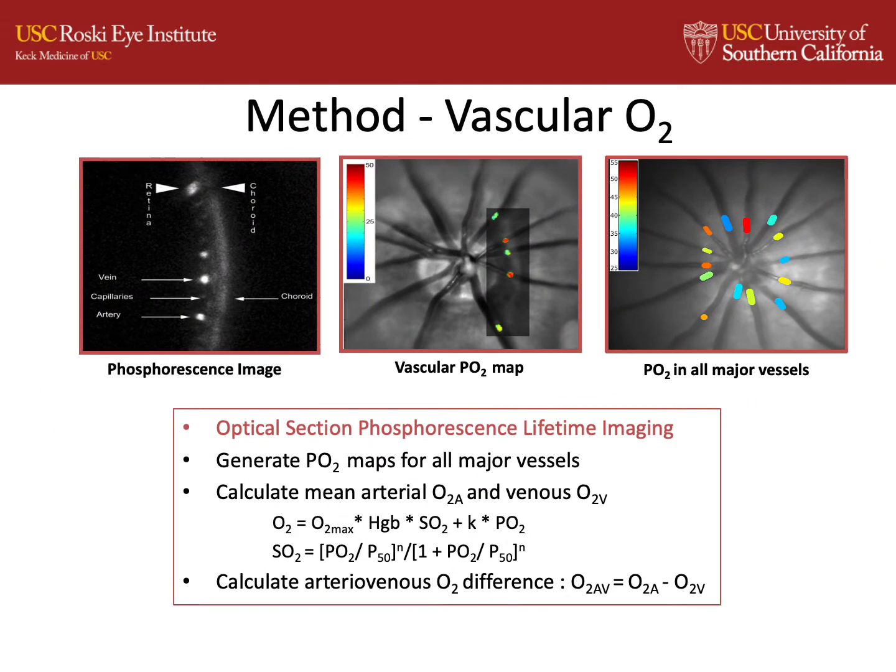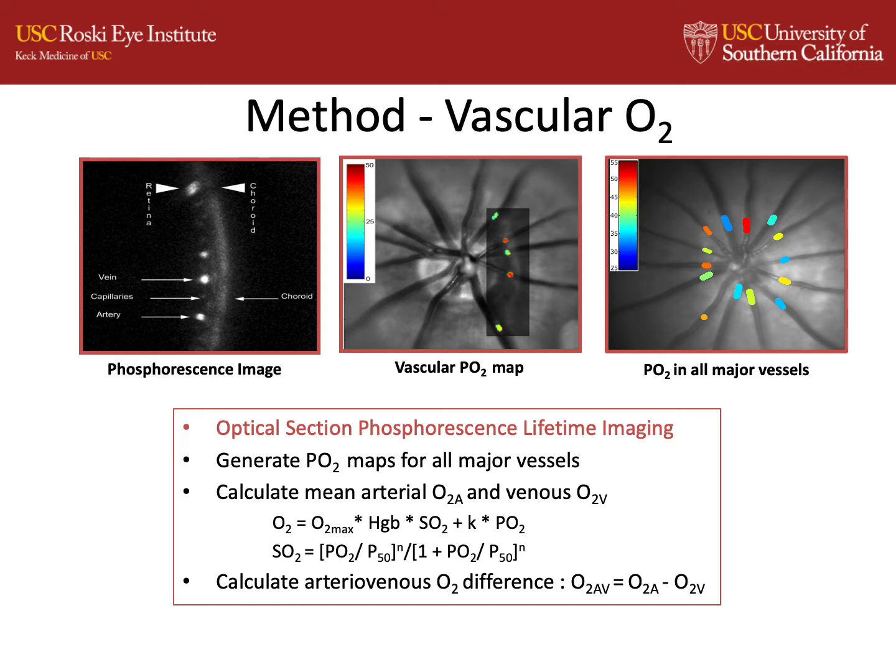Here's an example of a phosphorescence optical section image in a rat retina. We optically separate structures at various retinal depths by projecting a laser on the retina at an angle. On the left panel, you can visualize the phosphorescence emission in retinal arteries, veins, and capillaries optically separated from the choroid. The middle panel shows measurements of oxygen tension in arteries and veins at one location on the retina. The right panel shows color-coded measurements of oxygen tension in all retinal arteries and veins.